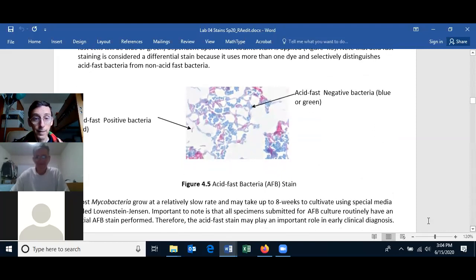So here's an acid-fast stain where the acid-fast negative cells stain greenish or bluish in this slide, and those would be normal bacteria. The acid-fast cells are the ones staining pink, and that would be a Mycobacterium species.